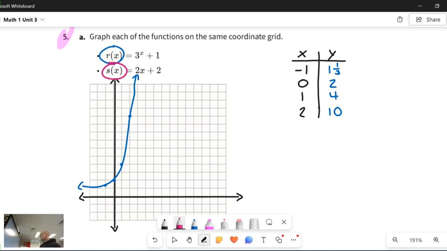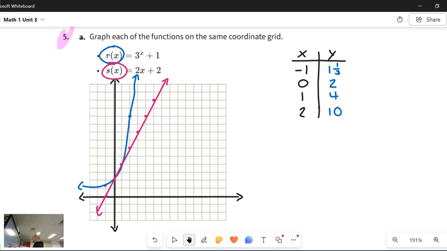For s of x, which is our pink, we're just going to look at it and say, all right, we've got a y-intercept of +2. Oh, glad they share something. And then a slope of 2 over 1. So up 2 over 1, up 2 over 1, and so on and so on. So I can graph those here. Now, if we're looking for similarities with these, yes, they have the same y-intercept at 0, 2. However, the difference is that our pink function, our s of x, is a linear function. Our r of x, our blue function, is going to be a geometric or an exponential. So keep that in mind.